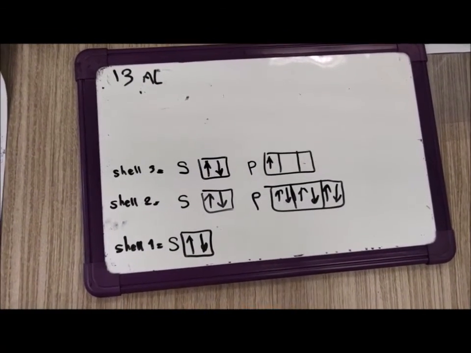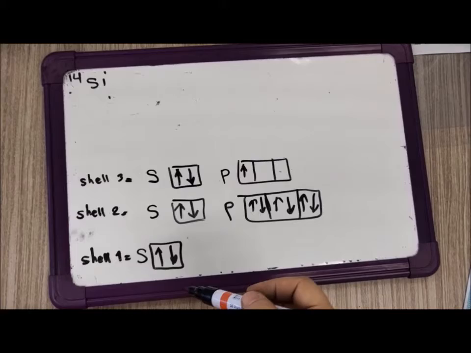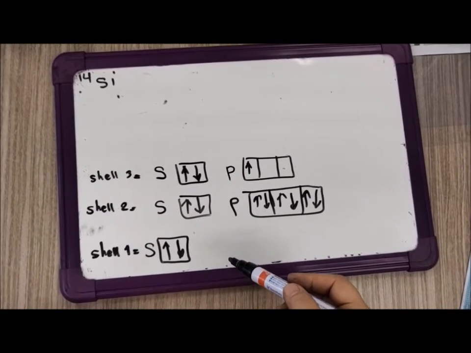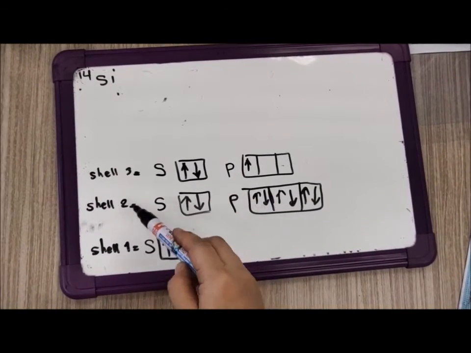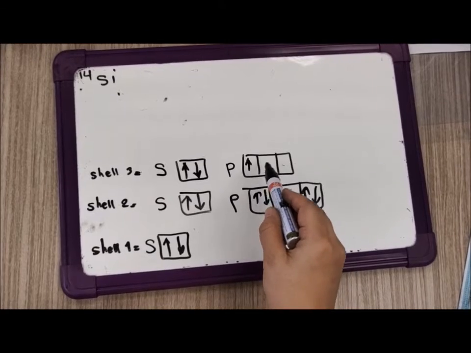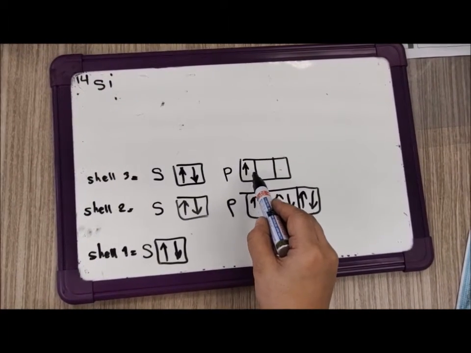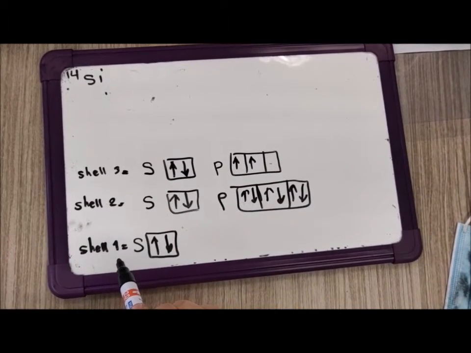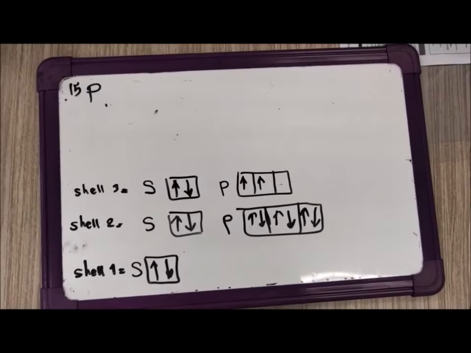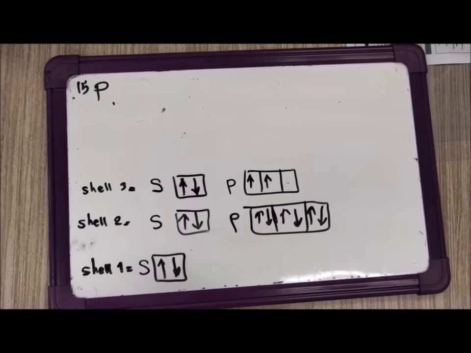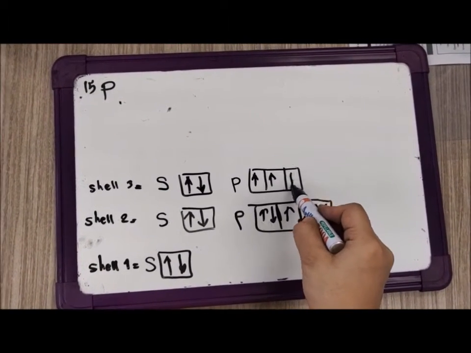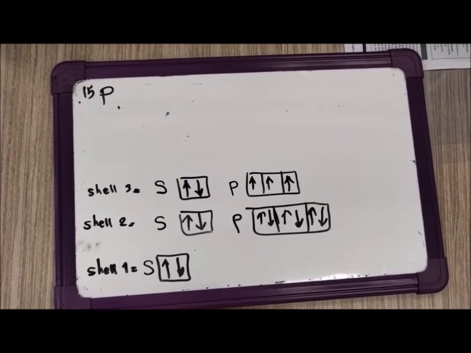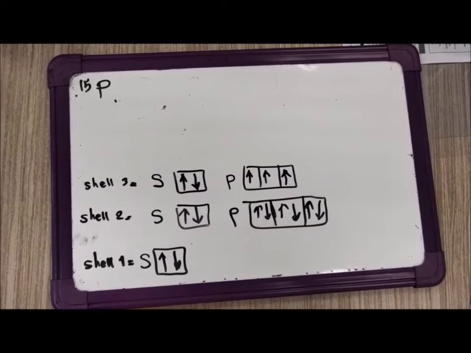So after aluminum is Si, 14. With the 14, one more electron. I need to put it inside this diagram. So I continue with filling up the next orbital. Phosphorus has 15. One more electron, and we put it in the p. And it's very easy, you see?